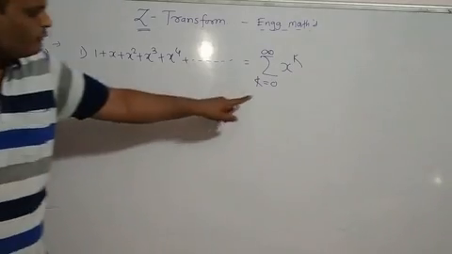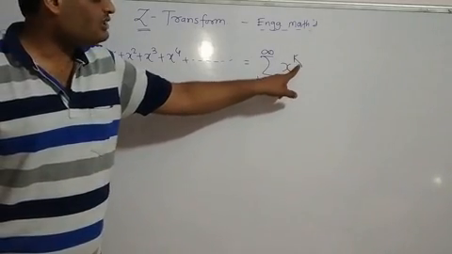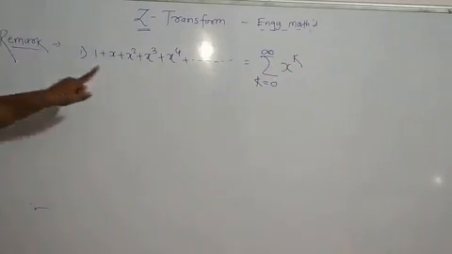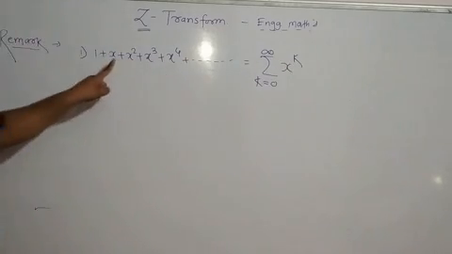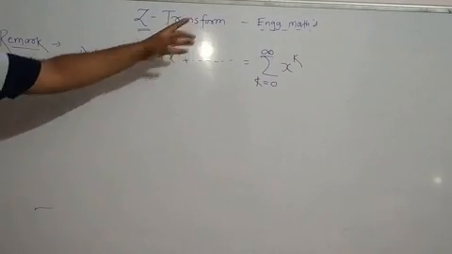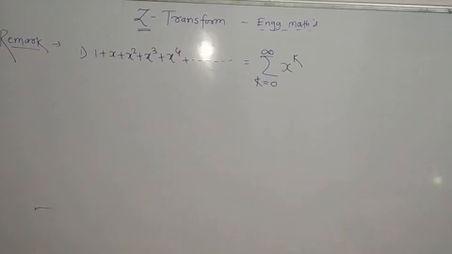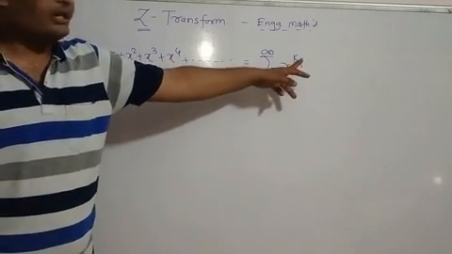Now how 0 to infinity? Here, if you put k equal to 0, you have x raised to 0. And what is the value of x raised to 0? 1. Similarly, if you put k equal to 1, you have x raised to 1, x raised to 2, x raised to 3, and so on. So you have the summation of x raised to k.